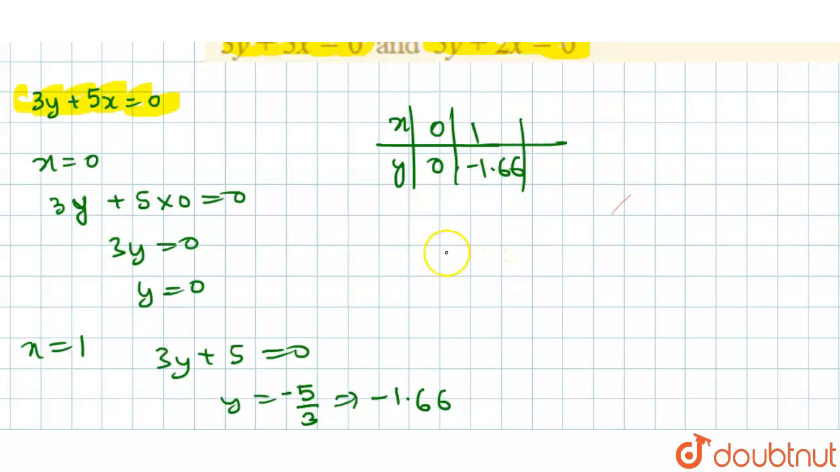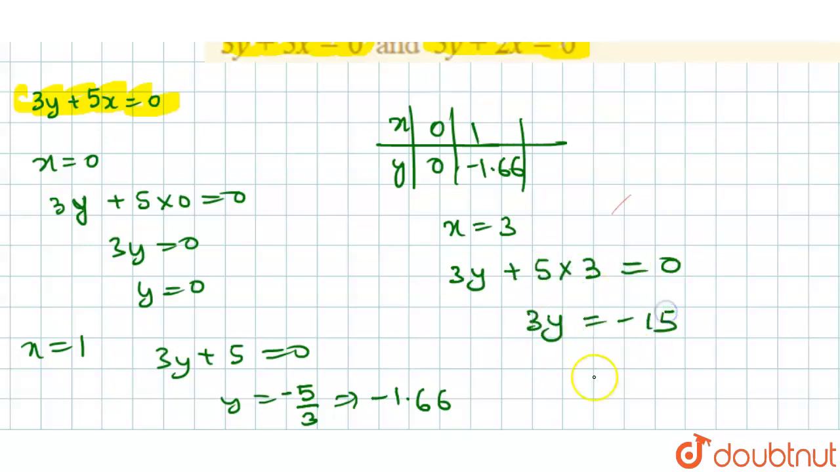And for x is equal to 3, let's say we are taking x is equal to 3 now, then we will have 3y plus 5 into 3 is equal to 0. That means 3y will be equal to minus 15 and y will become minus 5. So for x is equal to 3, our y will be minus 5.